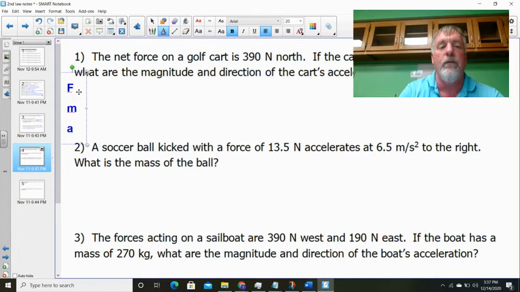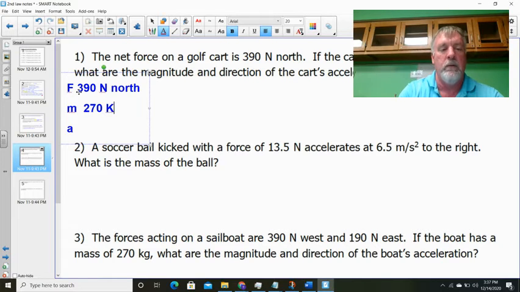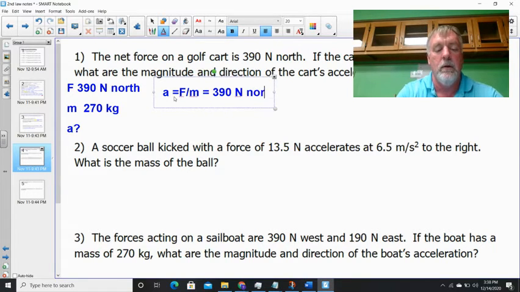What does the problem give us? It tells us that our force is 390 newtons to the north. It tells us that our mass is 270 kilograms. So what is our acceleration? Well, if we use our formula, a is equal to F divided by m, we see our force is 390 newtons north, and we're going to divide that by 270 kilograms.